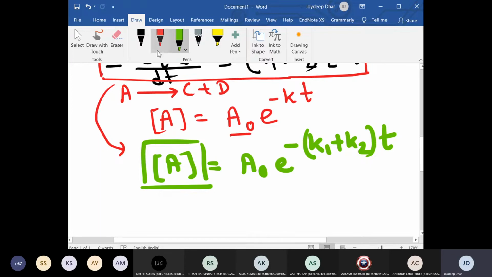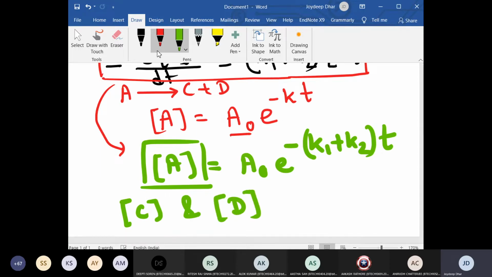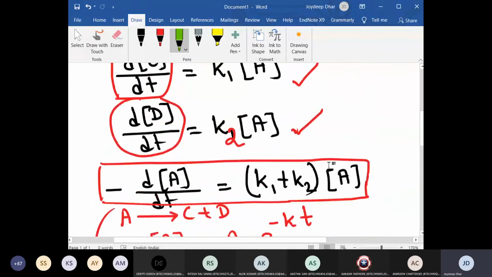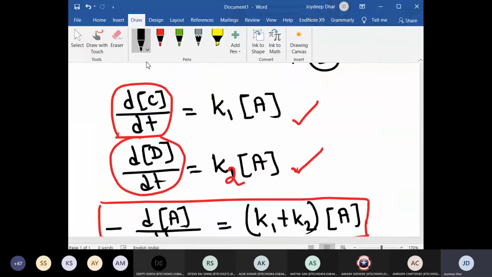Now my next question is, what will be C and what will be D? That means what will be the concentration of the two products, product C and product D. So rate equation already I have written for C product formation is dC/dt equals K1 into A. Now I can substitute in place of A.